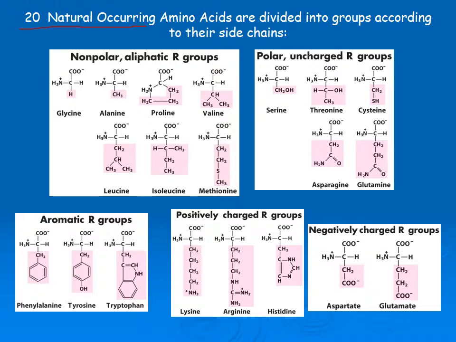Amino acids are divided into groups depending on their R group characteristics. Cell biology is a senior level course, so some of this, I hope a lot of it is just review, and you're probably bored. But anyway, I still have to try to keep everybody on the same level. Some of these are nonpolar aliphatic R groups: glycine, alanine, proline, valine, methionine, isoleucine and leucine.